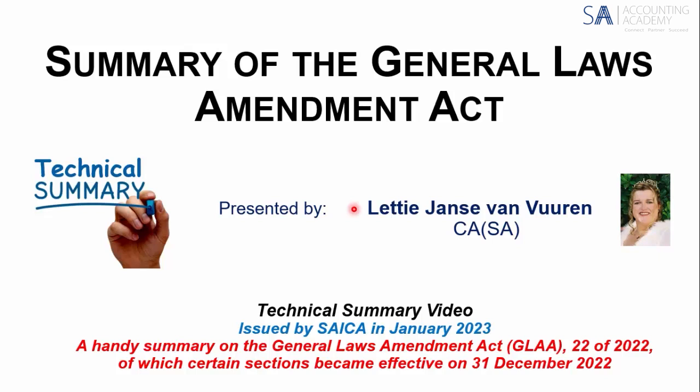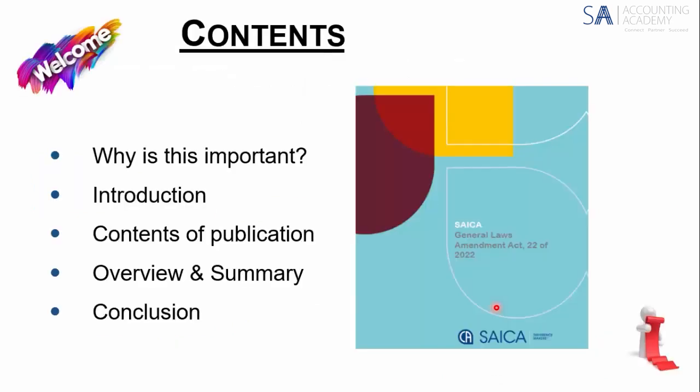Our topic for today is the summary of the General Laws Amendment Act. It was a document that was issued by SAICA in January this year, and it's a very handy summary on the GLAA on whichever sections that became effective on the 31st of December 2022. So it's already in effect now, and it's very important.